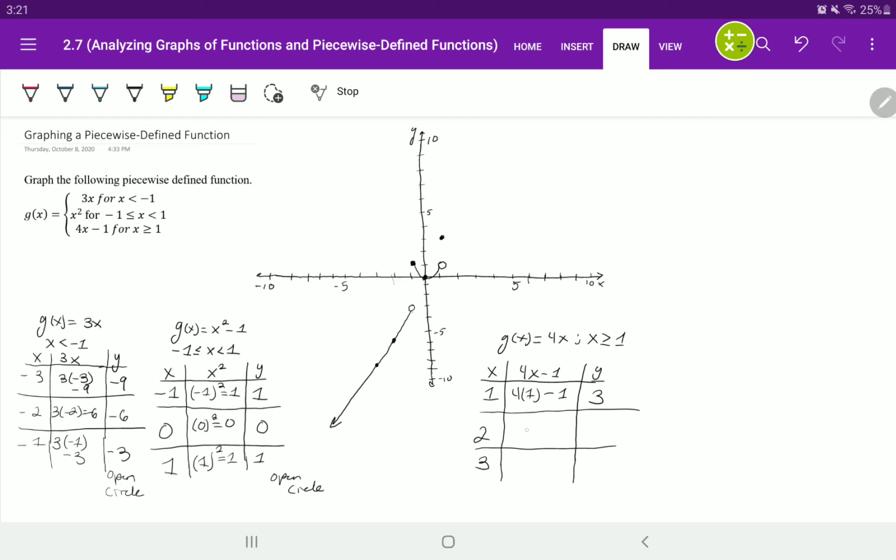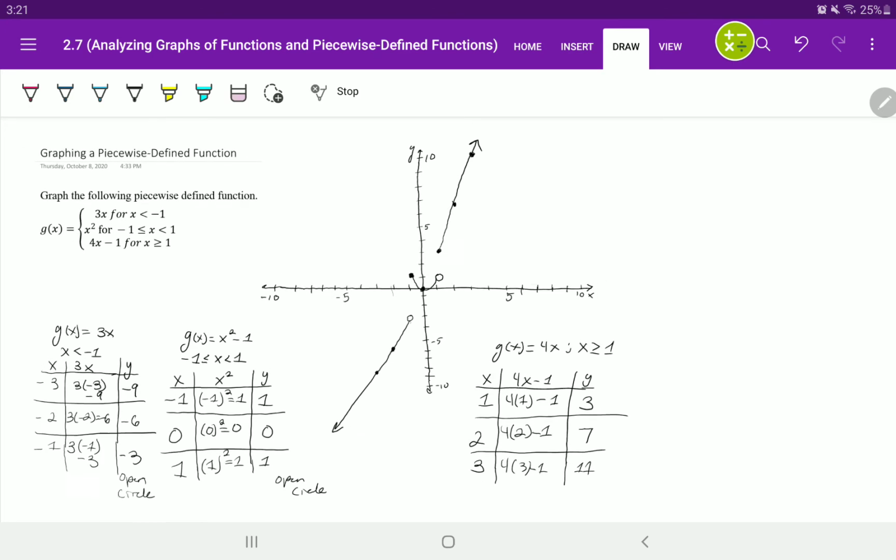We plug in 2. 4 times 2 is 8, 8 minus 1 is 7. So it's going to be the point 2, 7. Then we have 3. 4 times 3 is 12, 12 minus 1 is 11, which is a little bit above 10. And then, once again, we can connect that as well.